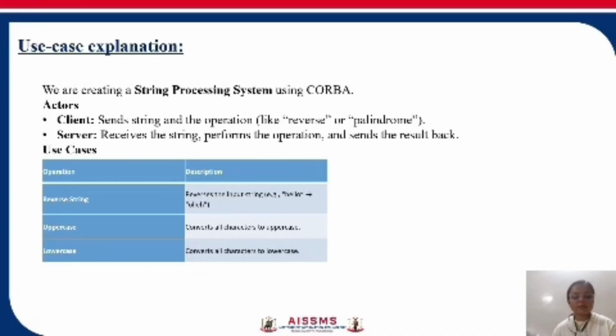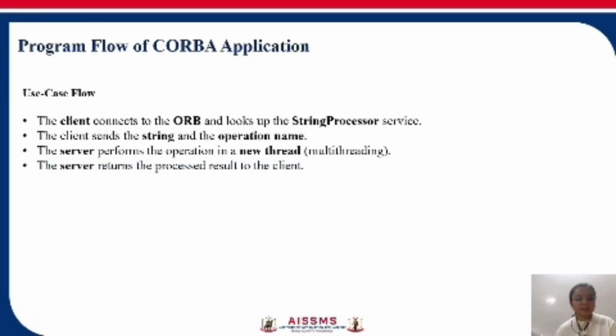So in our experiment, we are building a string processing system using CORBA. Here is the use case: the client sends a string and chooses an operation like reverse, uppercase, lowercase, or palindrome check. The server receives the string, performs the operation, and sends the result back. For example, if the client sends madam with the operation palindrome, the server replies yes, it's a palindrome. If the operation is reverse, it sends back the reversed string. This is a simple but clear use case that helps us understand how distributed communication happens between a client and server using code. The next step is the program flow of a CORBA application.